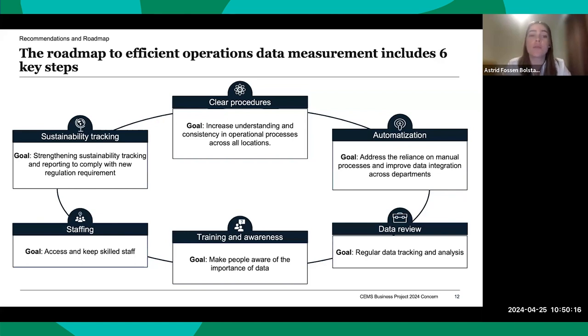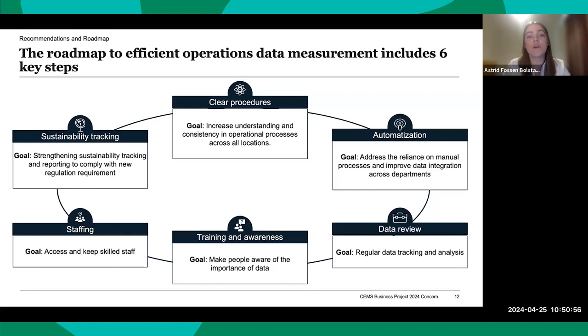In regards to clear procedure, the goal here is to increase understanding and consistency in operational processes across all locations. Here it is important to develop a detailed procedure and manuals explaining step by step these processes. In these manuals, you need to have clearly defined roles and responsibilities to ensure that there is accountability in reporting and analysis procedures execution. It's also important to conduct training sessions to ensure that employees understand the importance and the effective use of the procedures.